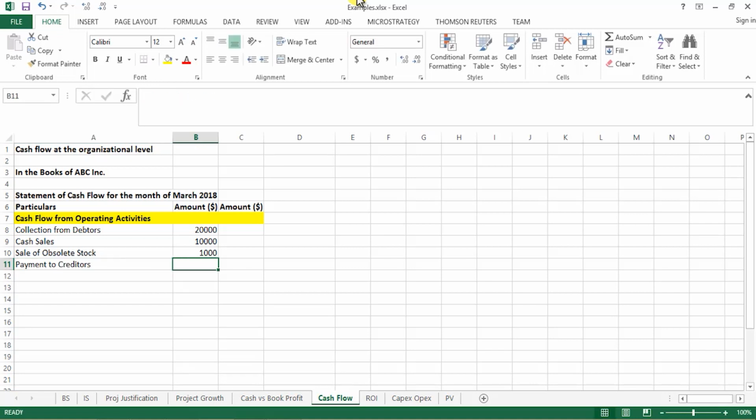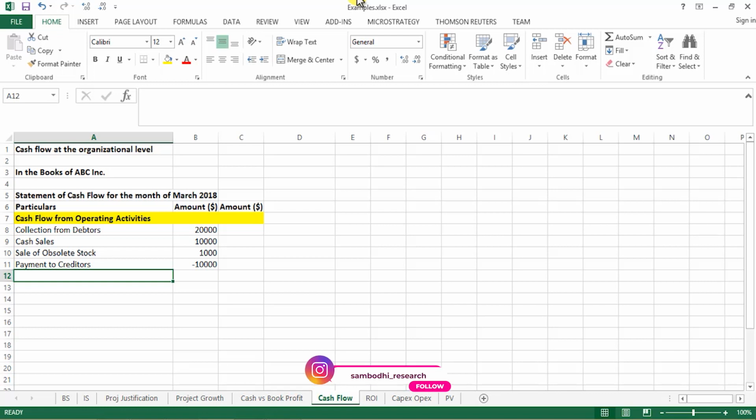Cash going out, so it is supposed to be a minus figure over here. Let's say $10,000. One more important aspect we need to remember: whenever there is an inflow, you add it to the cash flow. Whenever there is an outflow, you deduct it from the cash flow. Keep this in mind always. So here we have payment to creditors.